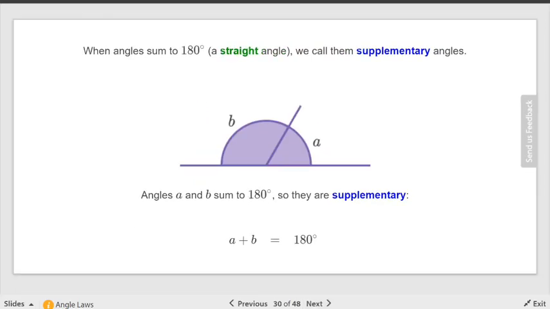So it doesn't matter. When angles add up to make 180, a straight angle, they're called supplementary angles. So you have complementary angles and we have supplementary angles.